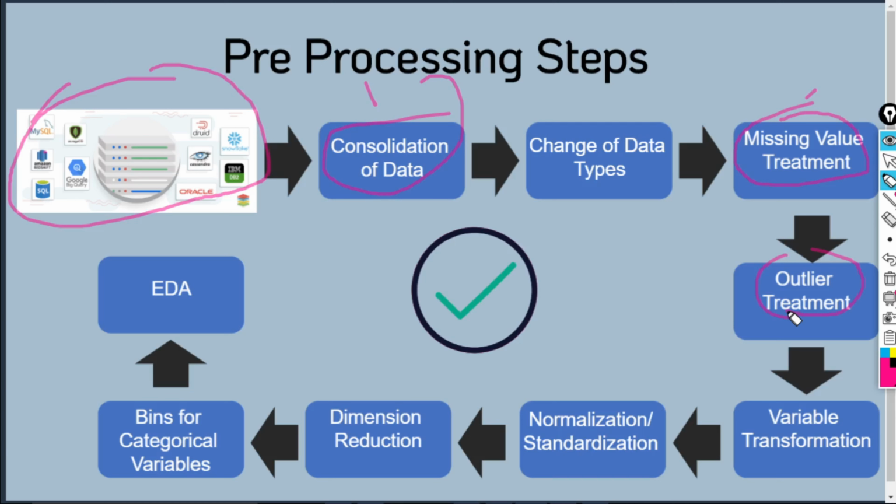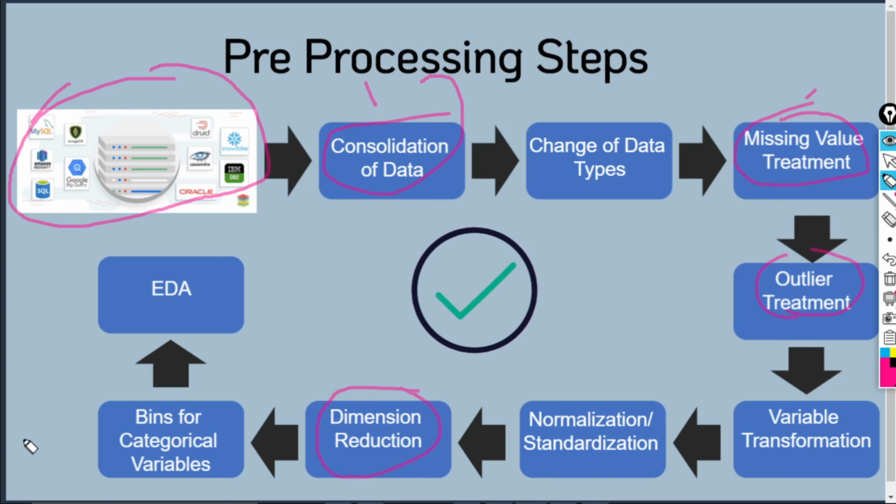Normalization and standardization is when you have got data of different formats and different types, so that every data is in the same format, we do normalization or standardization. Dimension reduction is when, for example, you have got thousands of variables and it becomes very difficult to manage them. What we do is group those variables which are similar in nature. That's all about dimension reduction.